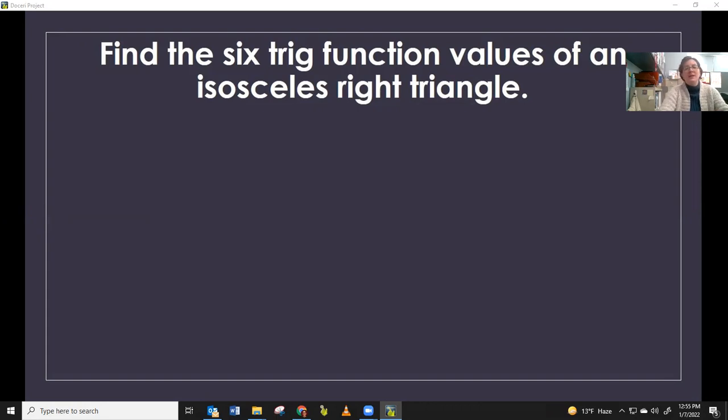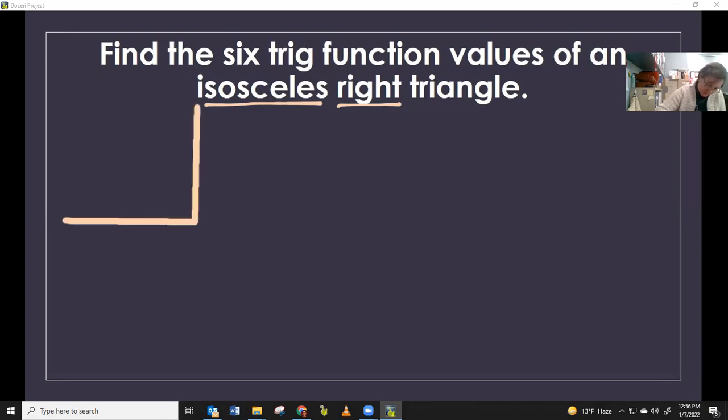All right. In your notes, we are going to start off by finding the 6 trig function values of an isosceles right triangle. What does isosceles mean? We're supposed to draw an isosceles right triangle. Triangle with 2 equal sides. Yes. So I can draw my isosceles right triangle, at least to the best of my ability here.